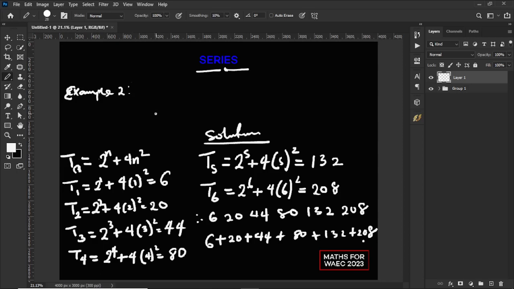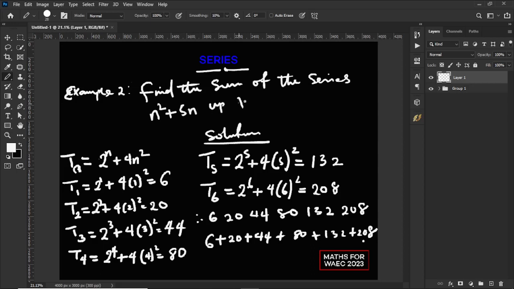Okay, example 2 now. Find the sum of the series n squared plus 5n up to the fourth term.